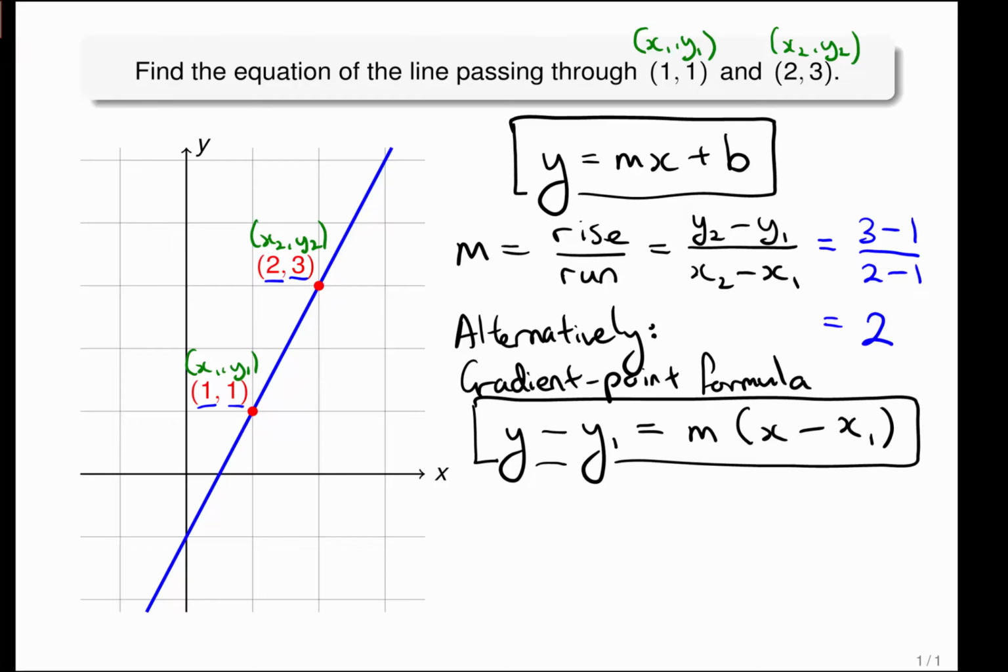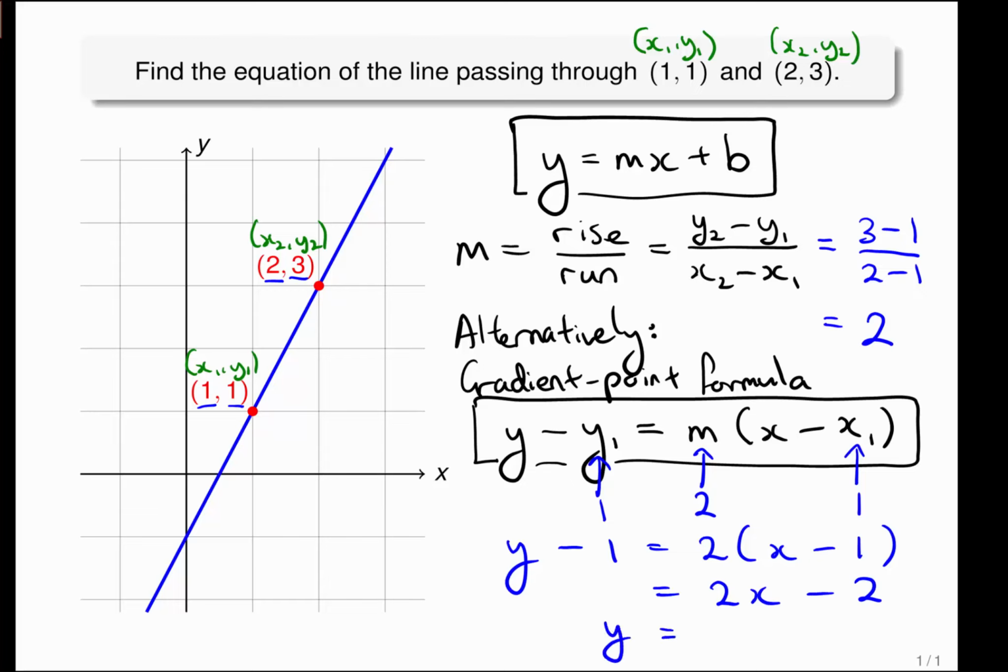Here, we know the gradient is 2, and using the point (1, 1), this is therefore 1, and this is therefore 1. Thus, the equation of the line is the following. The equation can then be rearranged into the mx plus b form above by first expanding the right-hand side and then adding 1 to both sides.